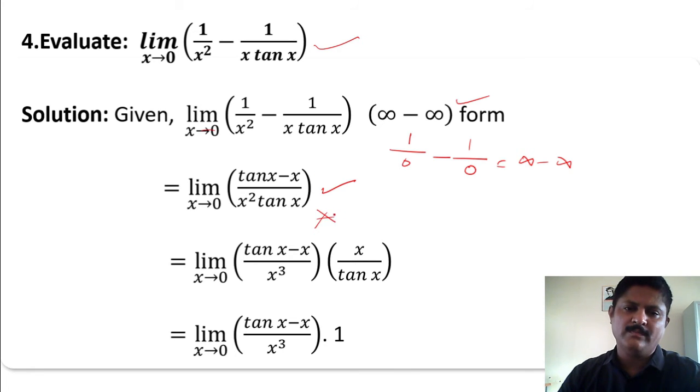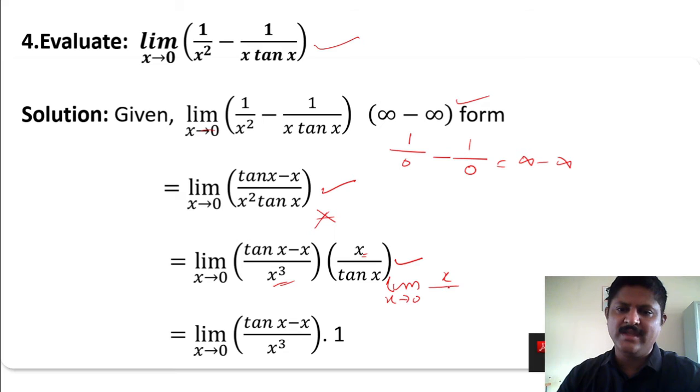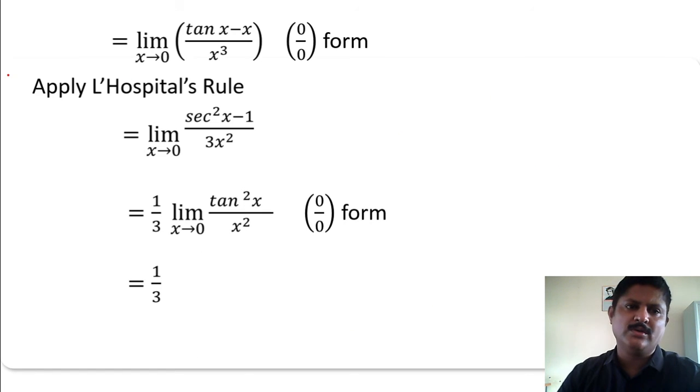Before going to solve this, we make an adjustment which makes our problem very easy, which is equal to limit of x tends to 0, tan x minus x divided by x cube. Here multiply and divide by x. Therefore, here x cube into x divided by tan x. But we know that limit of x tends to 0, x by tan x equals 1. This value becomes 1. Therefore, the problem becomes limit of x tends to 0, tan x minus x divided by x cube.